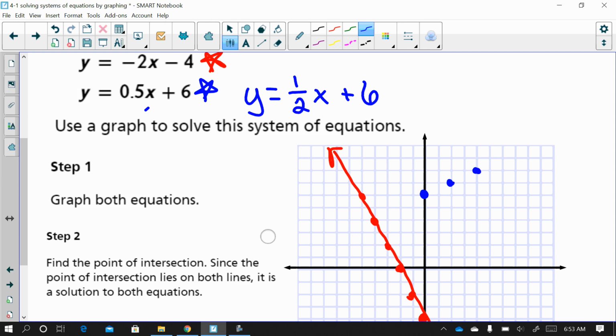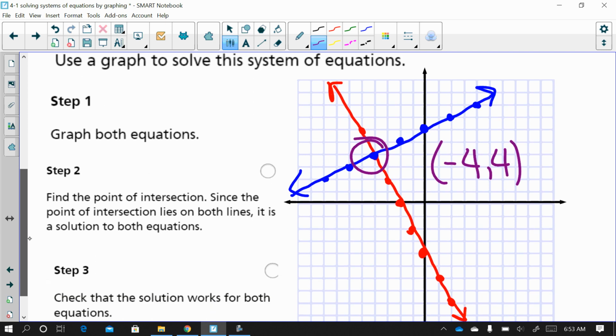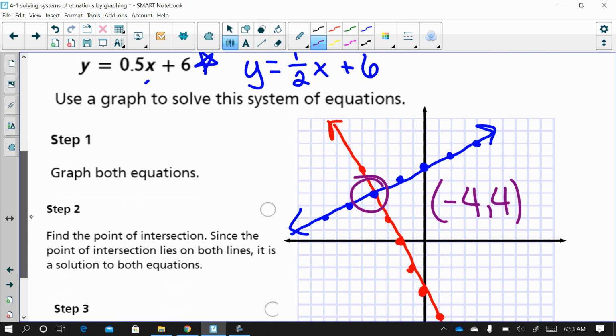Up 1, right 2. Okay, notice that's not getting me anywhere close to the red line, so let's continue the other direction. So I'm going to go down 1, left 2, down 1, left 2. Okay, and finally, connect the dots. Okay, notice they have a point of intersection right here. This is the point, negative 1, 2, 3, 4, so our point of intersection is negative 4, 4. Okay, which tells me that my solution is negative 4, 4.